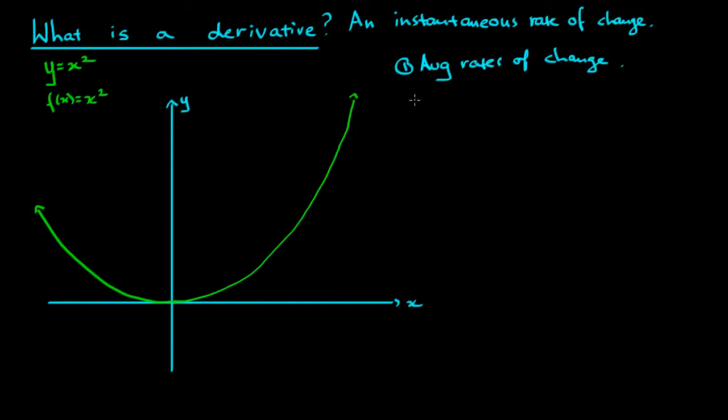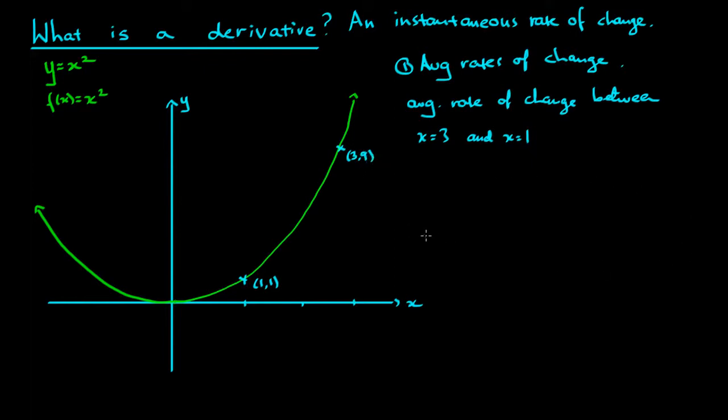What we're going to do is find the average rate of change between x equals 3 and x equals 1. So we'll mark those on the graph. Here's x equals 1, it has the coordinates 1 and then 1 squared, which is 1. And then here is x equals 3. It has the coordinates 3 and then 3 squared, which is 9.